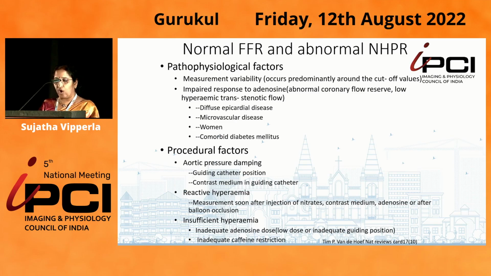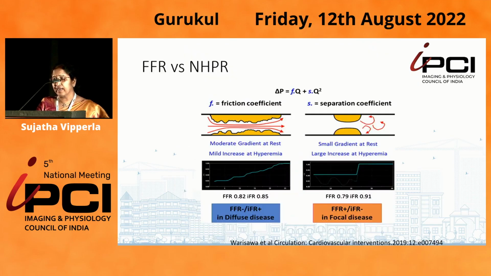Apart from that, you already know the clinical setting shown by Varsava et al., who have shown that in diffuse disease, there is a moderate gradient at rest and mild increase at hyperemia, whereas in focal disease, like in an LAD location, where the separation plays a more important role than friction, you can have an FFR which is positive and an IFR which is negative. This you have to consider only after you make a proper assessment of your technical and measurement factors.